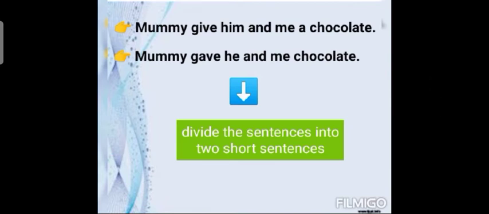Now there are two sentences again in front of you. Mummy gave him and me a chocolate. Mummy gave he and me a chocolate. Now both the sentences create confusion. Which is correct? Now apply the same rule. Divide the sentences into two shorter sentences and you will come to know automatically by yourself in which sentence the pronoun has been correctly used.